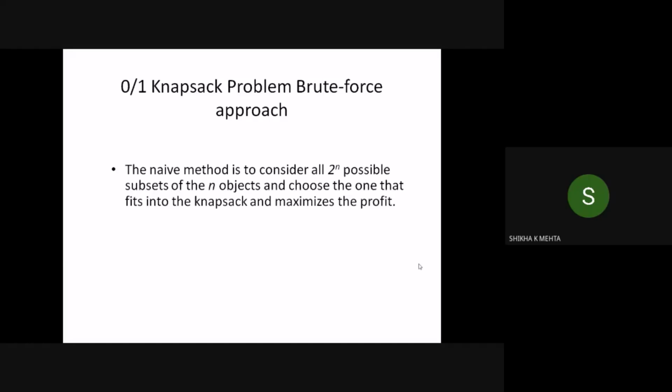So what is the naive method? The brute force technique, we say, is to consider all 2^n possible subsets, where n is the number of items. If we have 4 items, how many possible cases may there be, what subsets can we create, and we can find the solution. So one way is to find all the possible subsets of n objects, choose the one that fits into the knapsack, and maximize the profit.